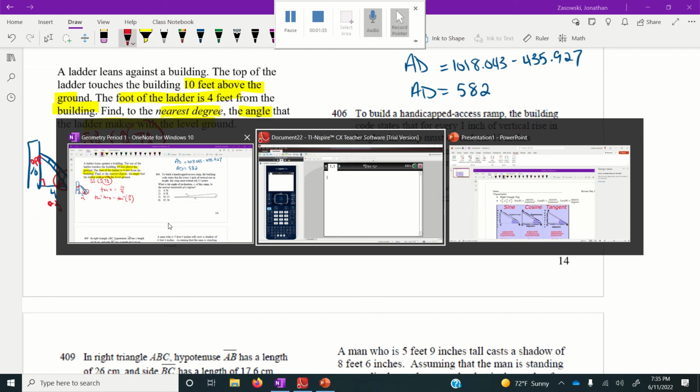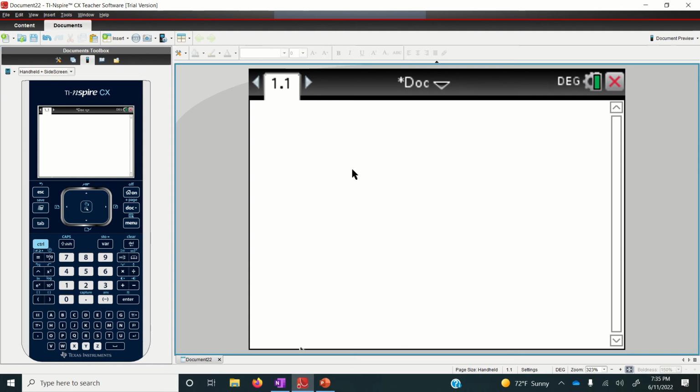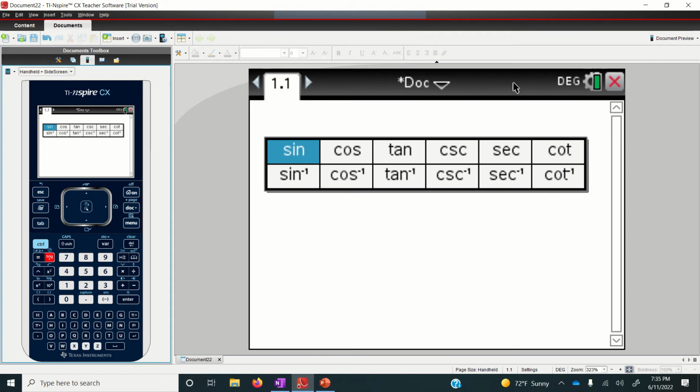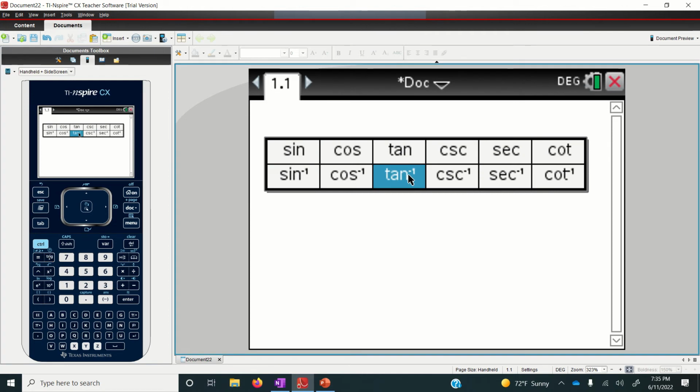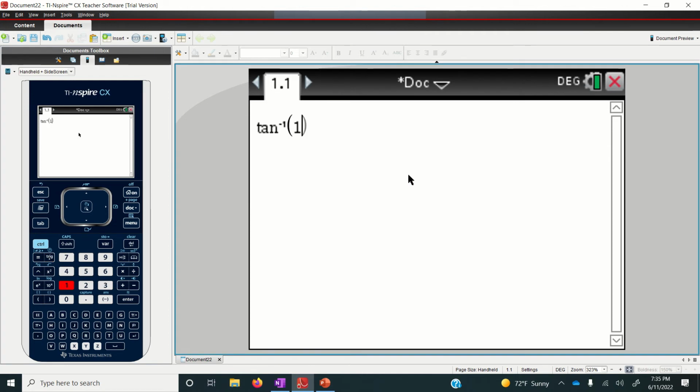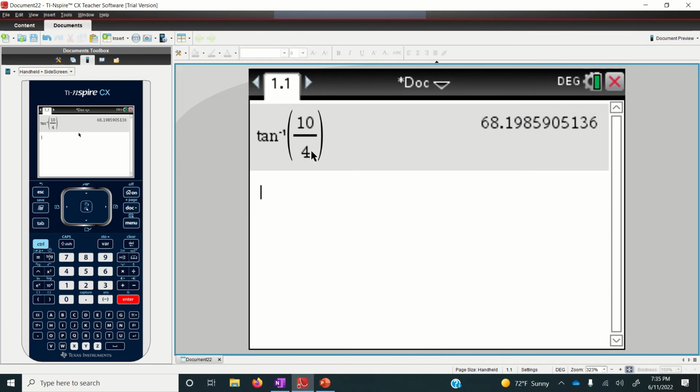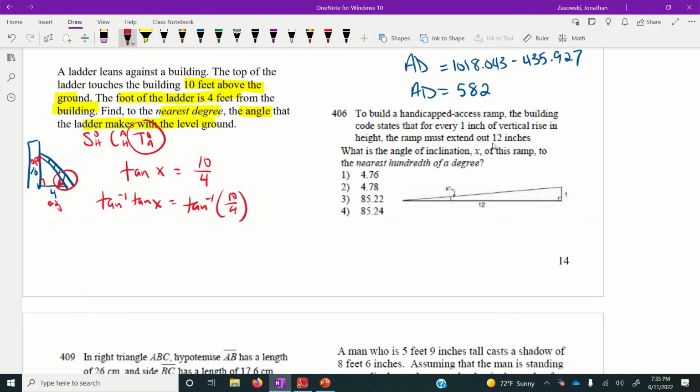And then we're going to take our calculator here. We're going to go to trig. We'll make sure we're in degree mode. We're going to use tangent inverse, and then enter our fraction 10 over 4. Then we round to the nearest degree. So that's going to be 68 degrees.